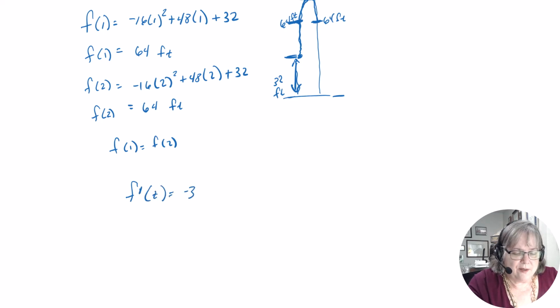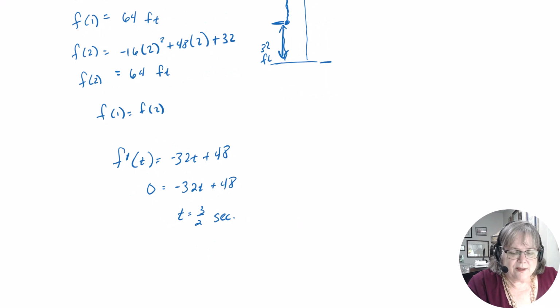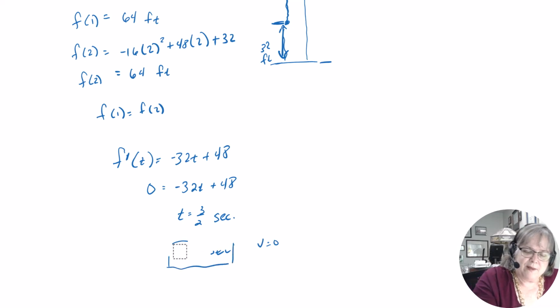So if I take the derivative, I get minus 32t plus 48, and I can see where that's equal to 0. And this happens at 1.5 seconds. So at 1.5 seconds, the value of the slope is 0. What this is saying is the velocity is 0, in case you want to talk about it a minute. And that makes sense, doesn't it?